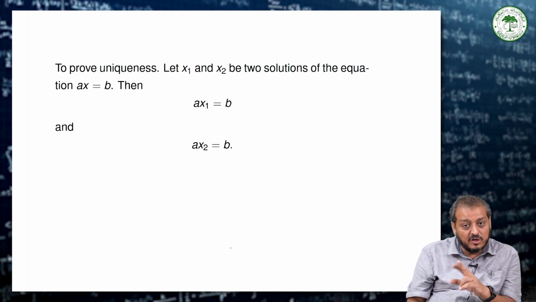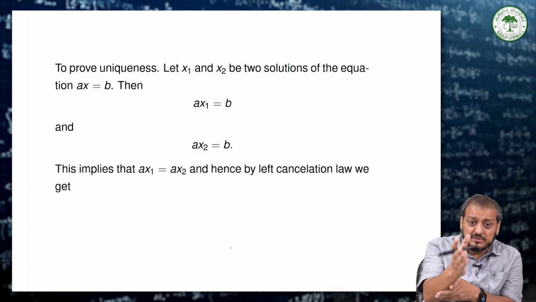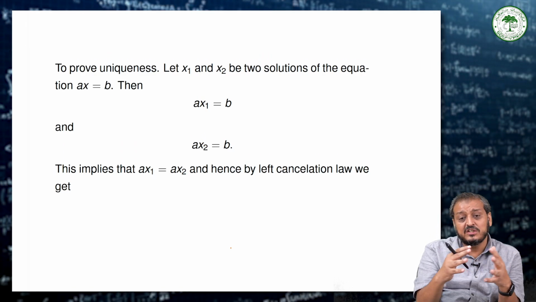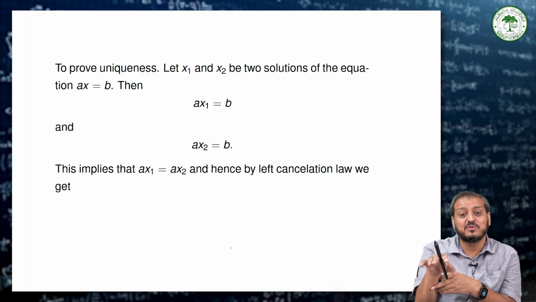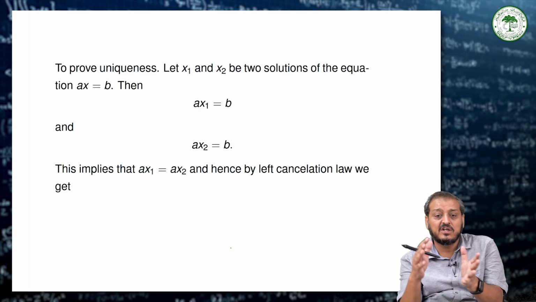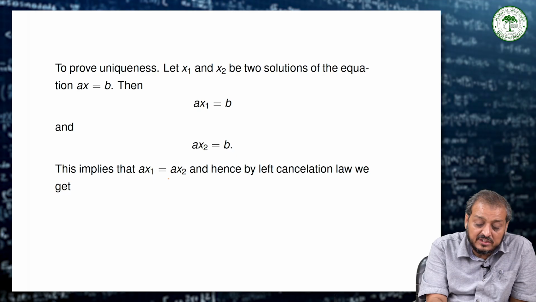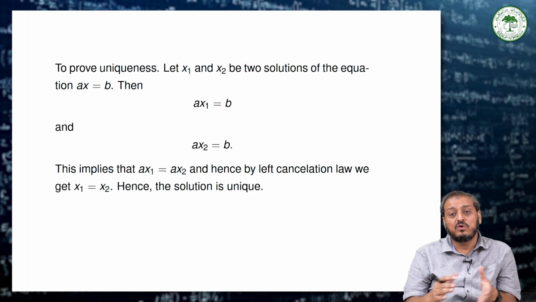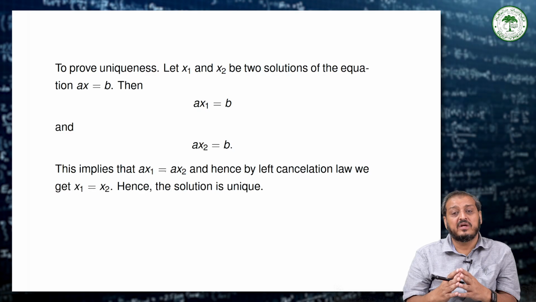If Ax1 is equal to B and Ax2 is also B, then both are the same, so we can say that Ax1 is equal to Ax2. Applying the cancellation law here, we get x1 is equal to x2. That means if a solution of this equation exists, it is a unique solution.